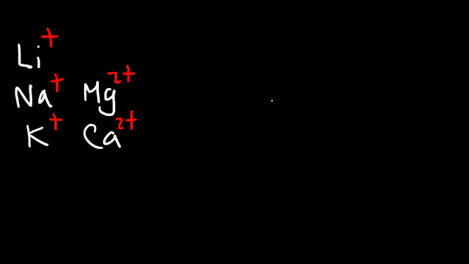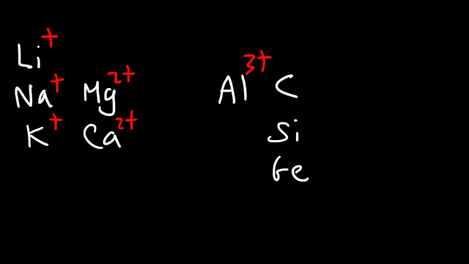But moving on to group 13, also known as group 3A, you have elements such as aluminum. I'm going to write it over here. And this element has a 3+ charge. And then you have elements like carbon, silicon, germanium, which are found in group 4A. And for ionic compounds, it's rare that you'll see those elements.